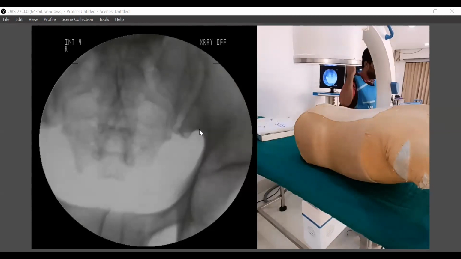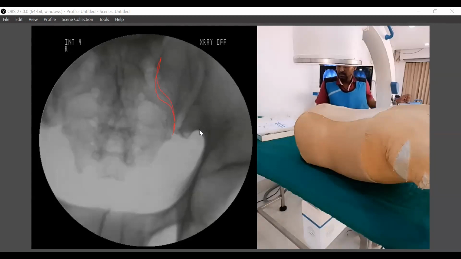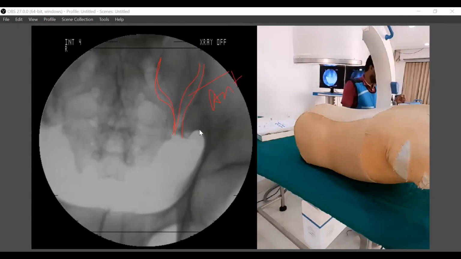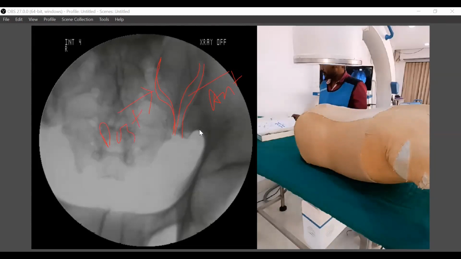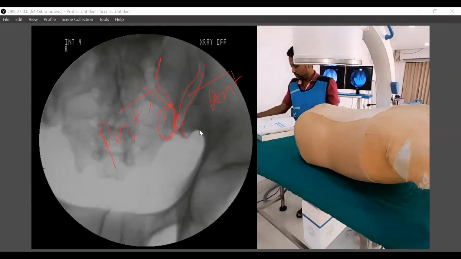Again, see the anterior joint line and the posterior joint line. The anterior joint line is lateral to the posterior joint line. This is the anterior joint line, and this is the posterior joint line. My target is the posterior joint line, but I will not directly go there. I will make both the lines overlap.